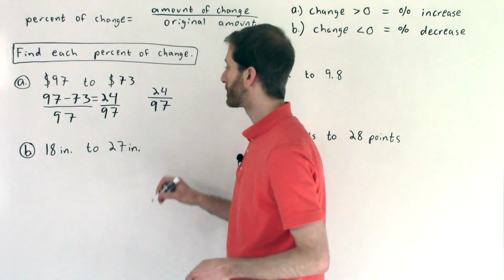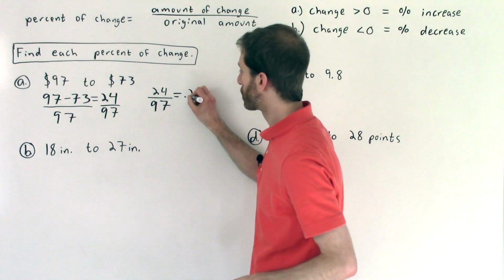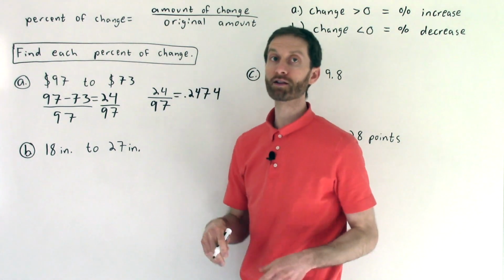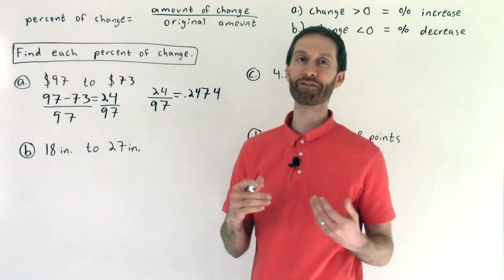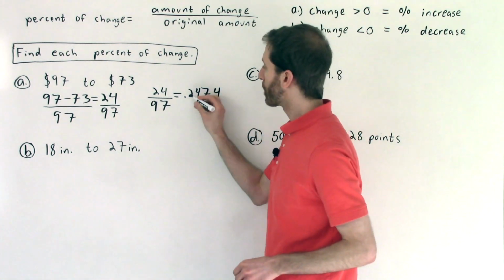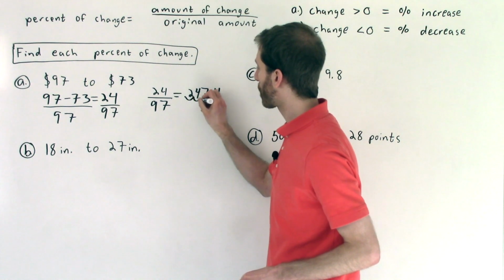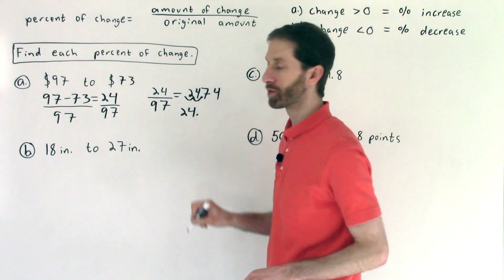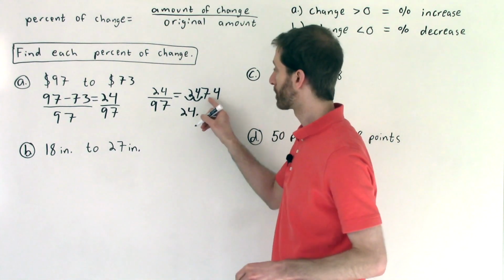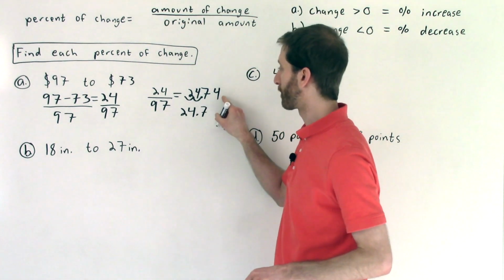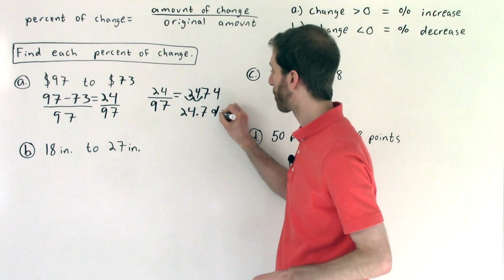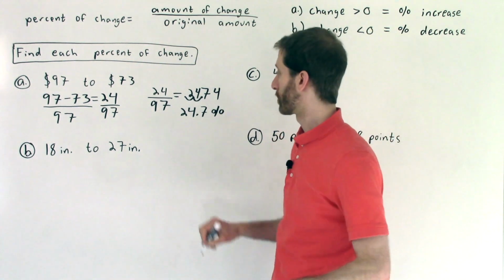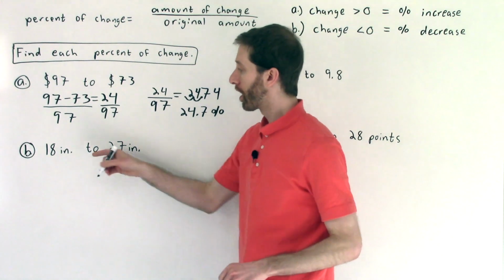24 divided by 97 as a decimal is 0.2474. Let's say we want to round that to the nearest tenth of a percent. So again, we move our decimal point twice to the right, and that's going to be 24 point, if we're doing nearest tenth of a percent, 0.7, because that's a 4, so we round down. So 24.7%, and that would be a decrease. So 24.7% decrease.